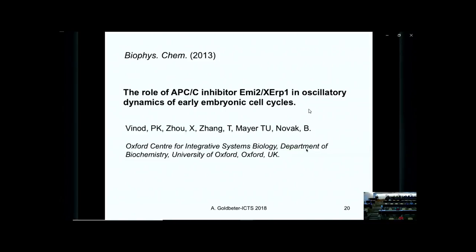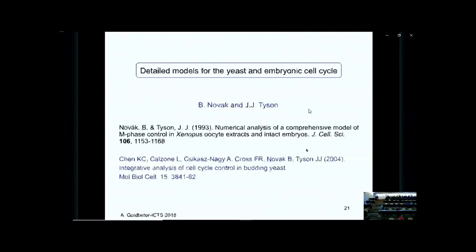Okay, so as I said, Novak and Tyson produced over the years many models of increasing complexity, both from the embryonic cell cycle. The first reference goes back to 1993. It followed the paper of Tyson in PNAS, which I mentioned before. And the second paper in 2004 is an integrative analysis of the cell cycle control in budding yeast, where they model the yeast cell cycle and account for the behavior of a large number of yeast mutants.